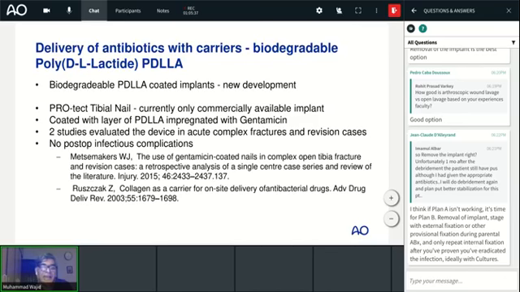Biodegradable poly-DL-lactide, we can coat an implant with that. It's a new development, and the only one which is marketed nowadays is the ProTect tibial nail, which is the only commercially available implant for this purpose. It is coated with a layer of PD-LLA impregnated with gentamicin. There are 2 studies that evaluated the device in acute complex fracture and revision cases, and the outcome was there were no post-op infectious complications.